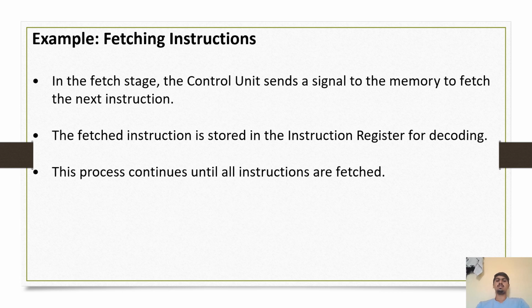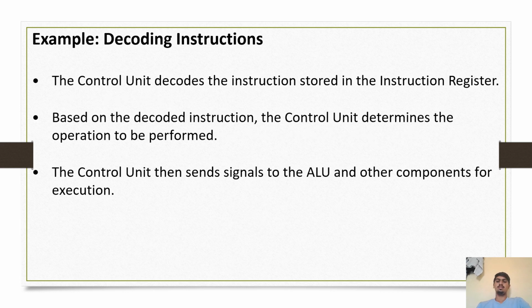Example, fetching instructions. In the fetch stage, the control unit sends a signal to memory to fetch the next instruction. The fetched instruction is stored in the instruction register for decoding. This process continues until all instructions are fetched.